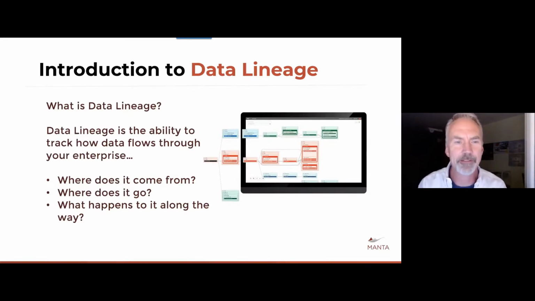What is data lineage? It's the ability to track or report on and trace how data flows through your enterprise. We'll get into the use cases shortly to talk about why it's important to do lineage. But the definition of lineage is to understand, where does data come from? Where does it flow to? And what happens to it along the way?